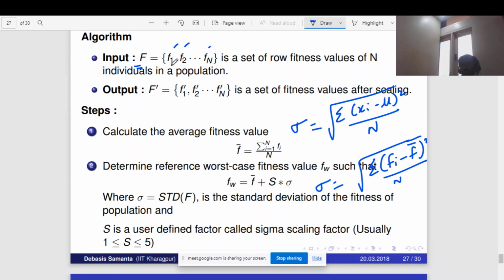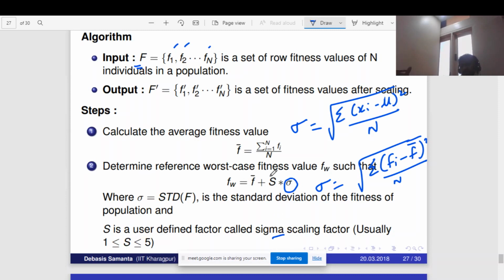So we have all fi: f1, f2, up to fn. Plug them into this equation. So it is the summation of f1 minus f dash the whole squared by n, plus f2 minus f dash the whole squared by n, and so on and so forth. So you got sigma, right? Then S is actually the scaling factor. How much scaling should be done?